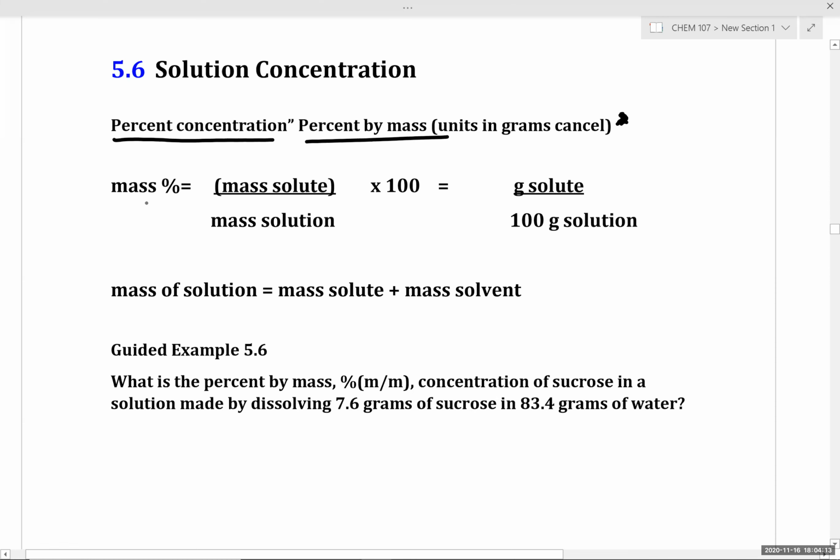And mass percent, or percent by mass, is formally defined for a solution as the mass of solute, which is the minor component, over the mass of solution, which is the total mass. The mass of solution is found by adding up the mass of the solute and the solvent. Does that make sense to everyone so far?